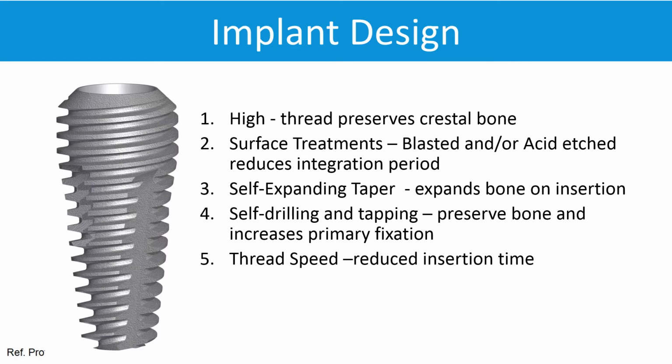And thread speed. Now this is the number of turns it takes, if you like, to insert your implant. Obviously you can turn an implant through 360 degrees whilst you're screwing it into the bone. Now each turn of the implant will advance it into the bone by a certain number of millimeters. Obviously we would like to have a situation where you turn the implant once and it possibly goes 2 or 3 millimeters into the bone for one complete turn.